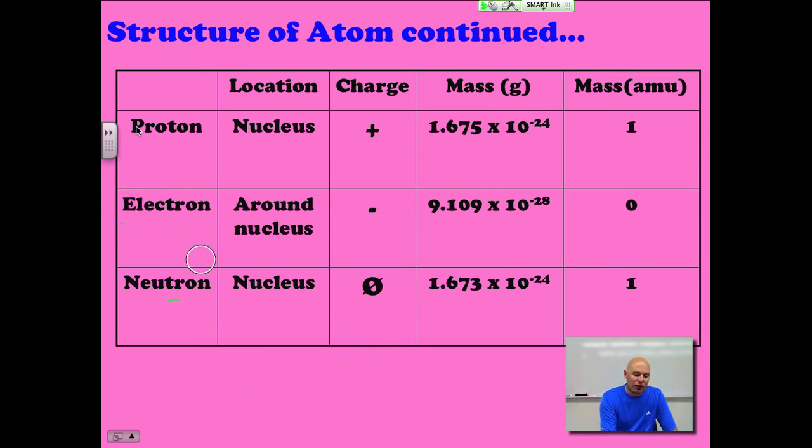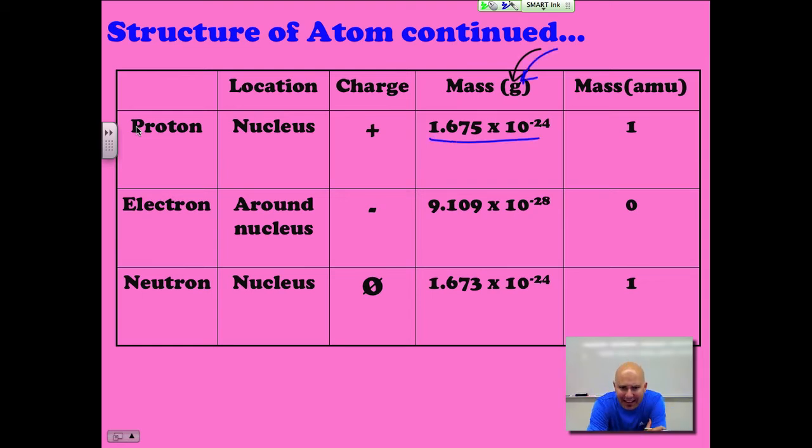So for our three particles, the protons and neutrons are located in the nucleus, and the electrons are around the nucleus. Looking at the charges, your protons are positive, your electrons are negative, and your neutrons are neutral. Now they all have mass, and this mass is in grams.